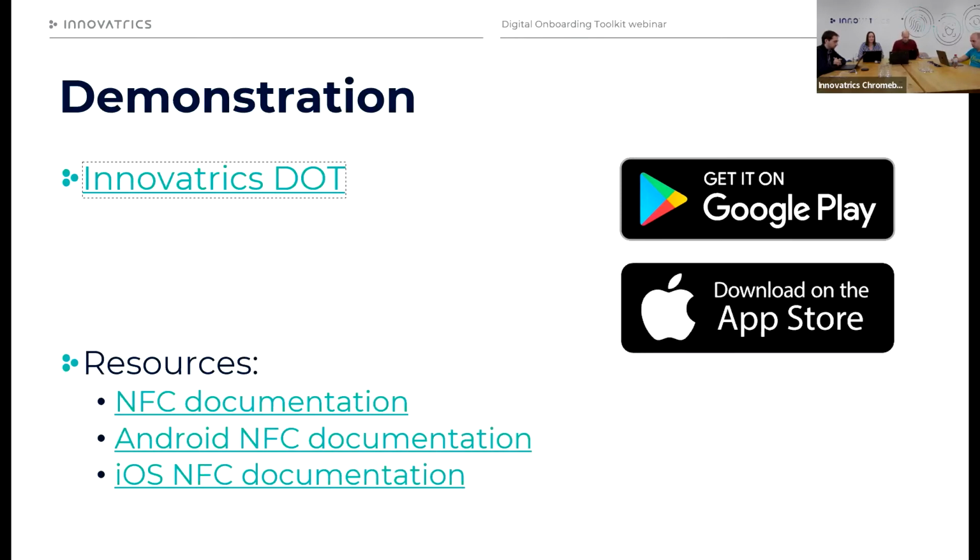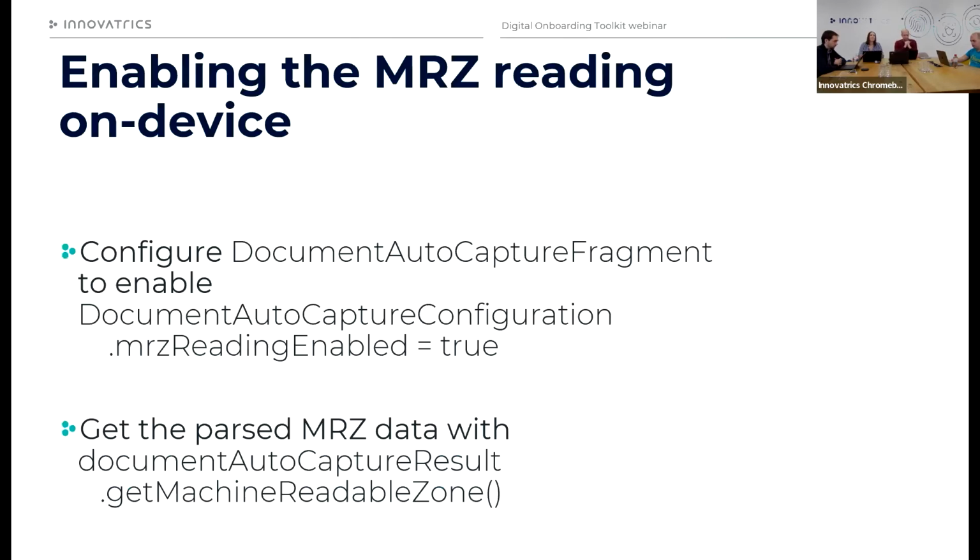So how can you achieve it with our components? The first thing is that with the document auto capture component, you have to enable the machine readable zone reading. You configure this in the same component, and what it does, it will scan the document until it can read the MRZ field, and it parses out all the machine readable zone data and returns it.